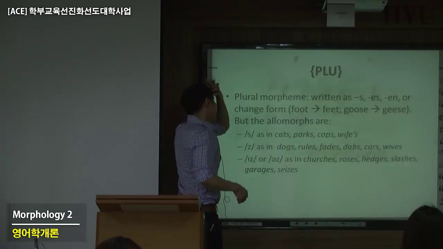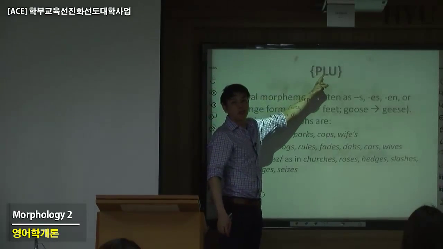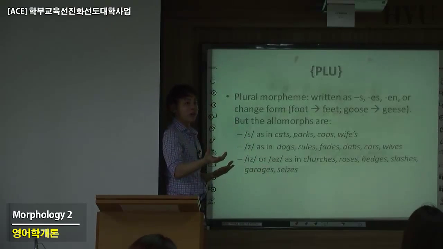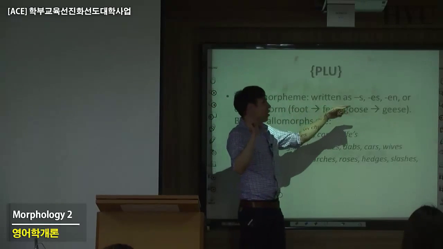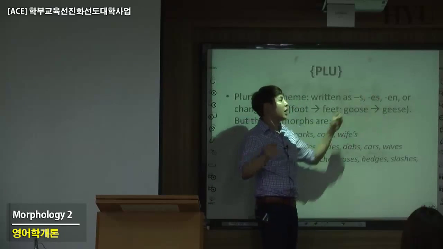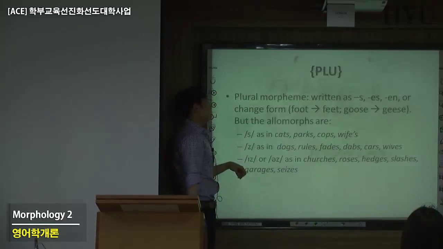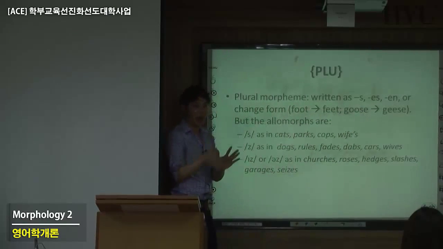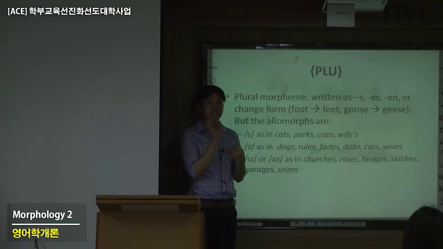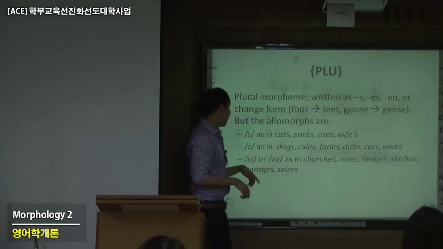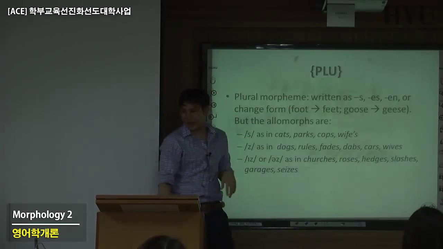And then in English also, we have the plural morpheme, okay? The plural morpheme in English, when you want to make nouns into plural nouns, when we write, we usually use S or ES or EN as in child, children, like that, right? Ox, oxen, that's how we write. Or you change the form totally, foot to feet, goose to geese. But in terms of pronunciation, there may be three or four main ways to do that. And we say that these are three allomorphs of the plural morpheme, okay? The first allomorph, what is that?